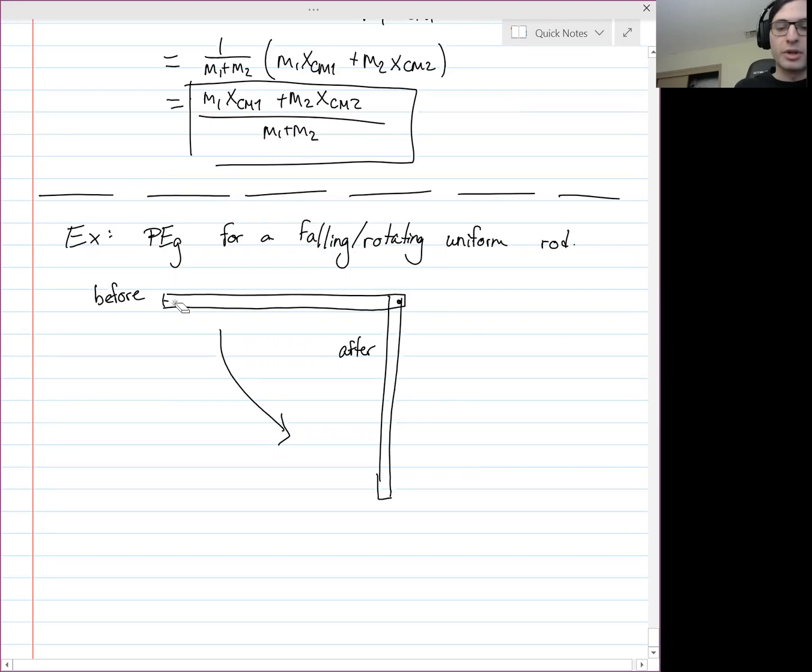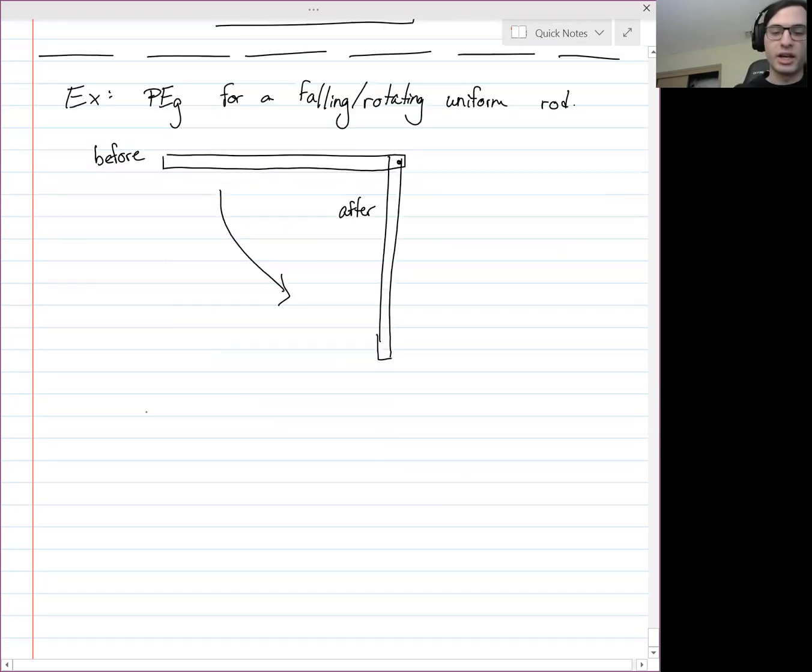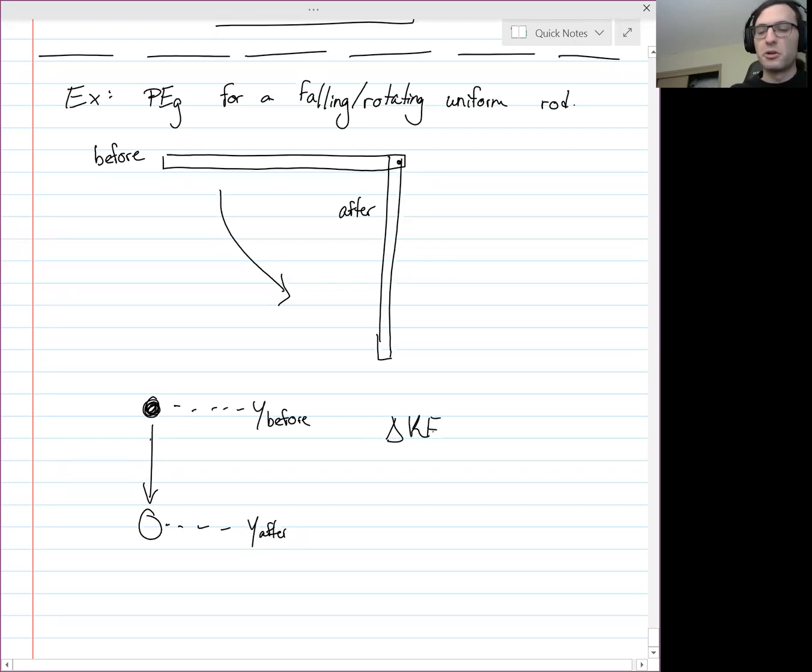Oh, let me back up a little bit. If we were just talking about a ball that was at some height and then it fell down, we could directly use energy conservation. We would take y before here, y after here, and if we wanted to find the speed, say, we would use energy conservation, and we would have delta KE plus delta PE gravitational equals 0, right? And that's all fine and dandy, except we don't really know how to compute the gravitational potential energy of an extended object yet. That's not something that I've taught you yet.